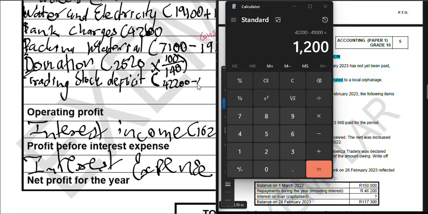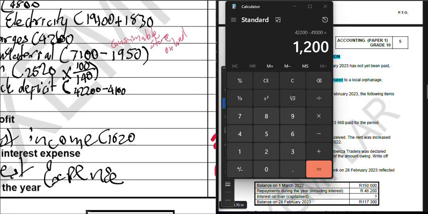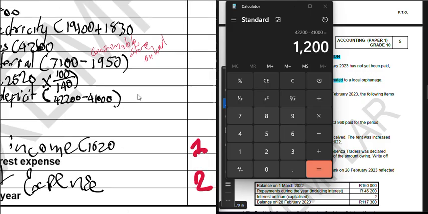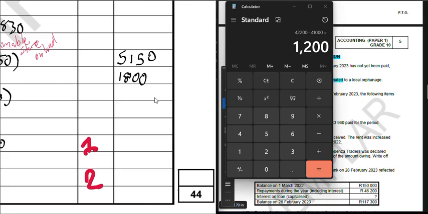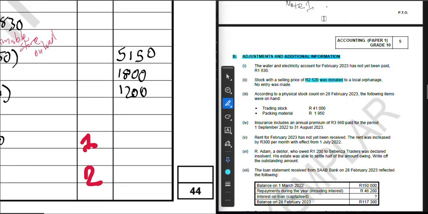So in this case, our trading stock deficit is 42,200 minus 41,000. Move the screen. Okay, minus 41,000. This is trading stock deficit, ladies and gentlemen, and the answer for this is going to be 1,200. That is our trading stock deficit. We are done with the third transaction.